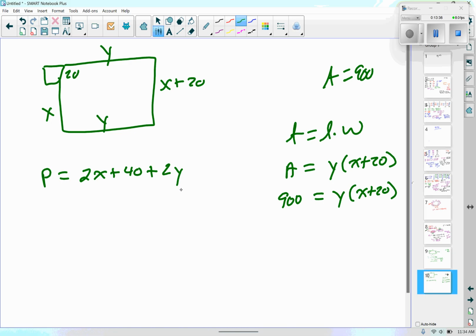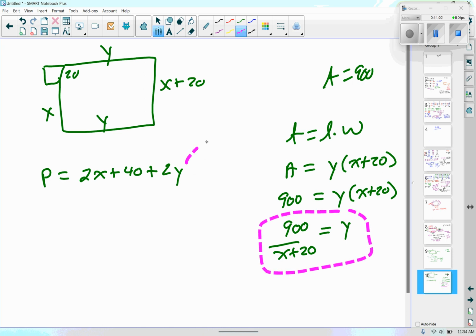So I have a perimeter equation. I have x plus x, which is 2x, 20 plus 20, which is 40, y plus y is 2y. So I have the perimeter equation, but then I know the area equation is that. I think we were on the right path, we just didn't get there. I know this, which means I should be able to use substitution to come in here.